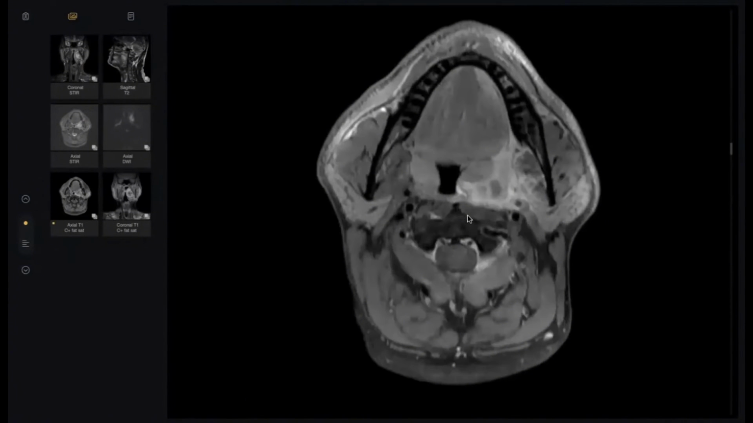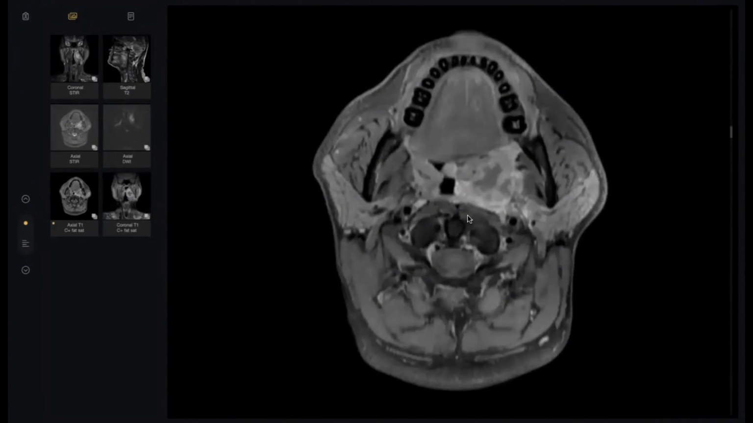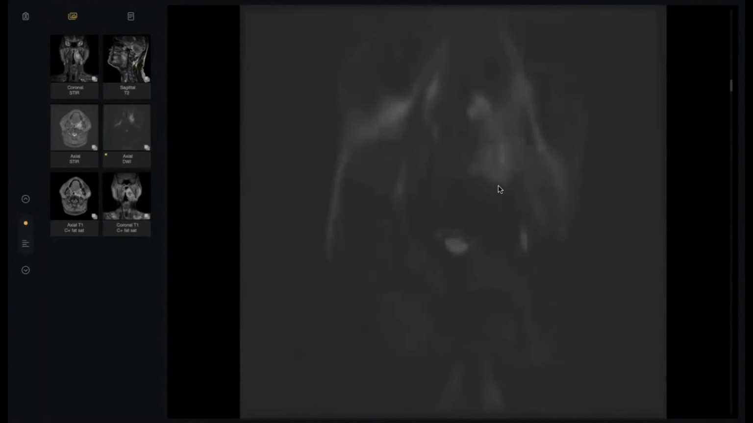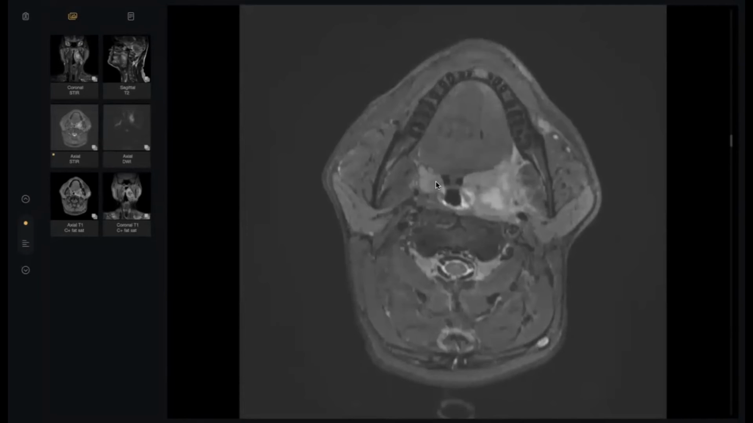Sir, I think it is in left tonsillar location. Excellent. So finally, this is a peritonsillar abscess. Thank you, doctor, so much. See here, this is DWI. See the central restriction. It is showing restriction. Some cases, especially startup cases, will be like this.